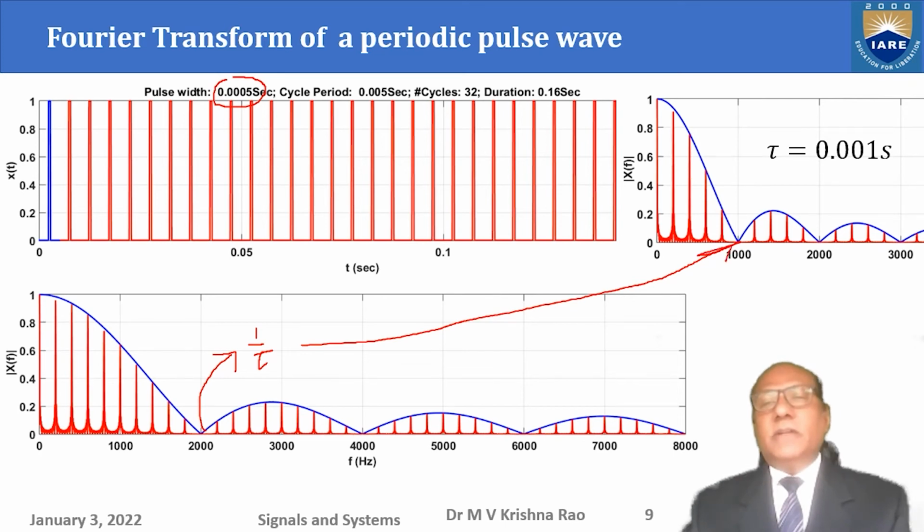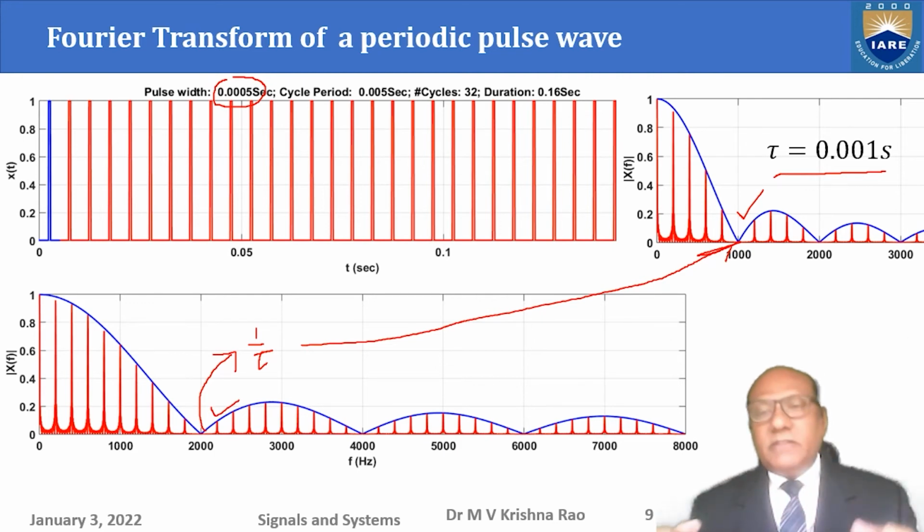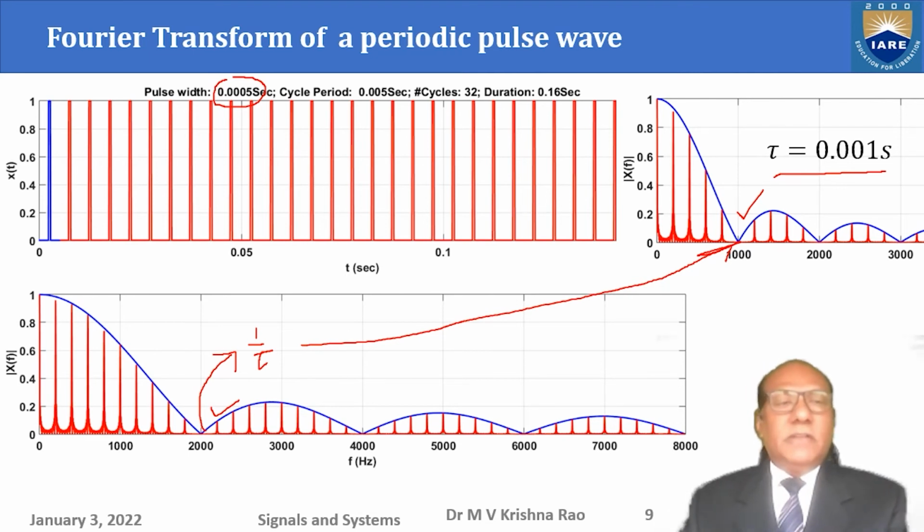For comparison, if I take tau equal to 0.001, now it is 0.0005, half of that one. In this case, this is the first null. In this case, this is also the first null. So naturally, as the pulse width reduces, the bandwidth will increase. Bandwidth means bandwidth between the first nulls.